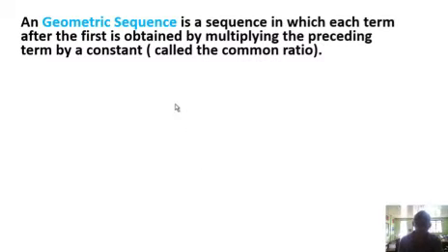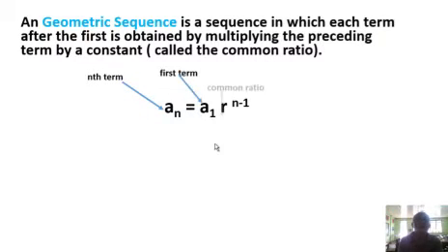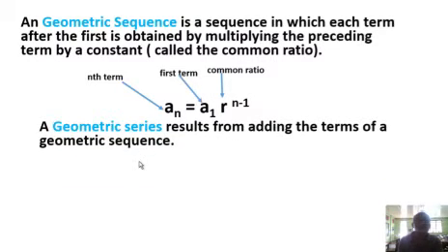It is a sequence in which each term after the first is obtained by multiplying the preceding term by a constant called the common ratio. The formula for the geometric sequence is a sub n, the nth term, a sub 1, the first term, and r, the common ratio. The geometric series results from adding the terms of a geometric sequence.